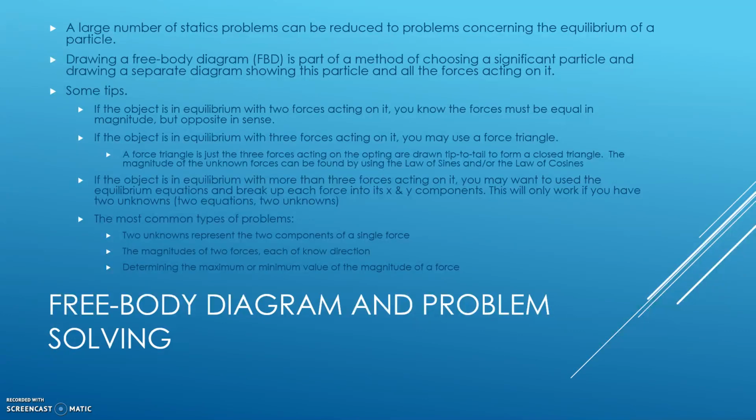If the object is in equilibrium with three or more forces acting on it, you may want to use the equilibrium equations and break up each of the forces into its x and y parts, or its components. This will only work if you have two unknowns. So that means if I know F1 equals 150 newtons, and I know the angle it's acting at, I can put it into its x and y parts.